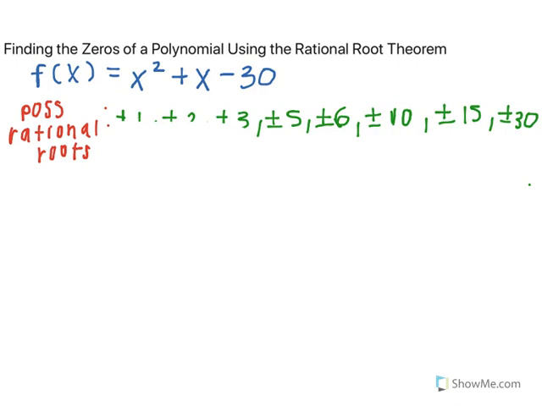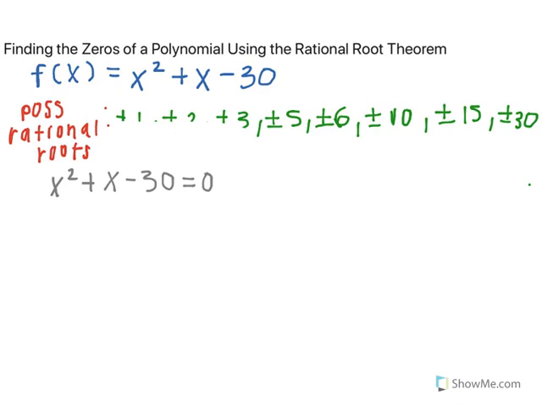If we were to set this function as 0, the solution would be among our possible rational roots. So let's just do that. Let's start by writing the equation x squared plus x minus 30 equals 0. Since the degree of the polynomial is 2, it shows that there are two values of x. They can be real numbers or imaginary numbers.